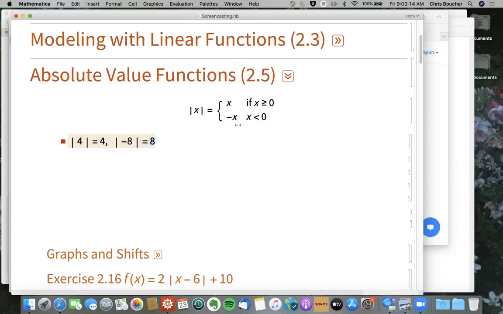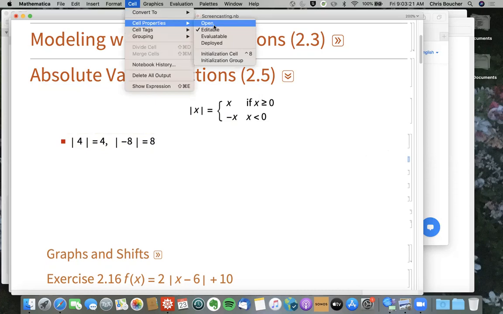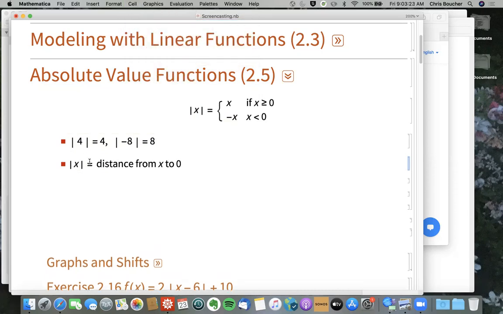And the reason for this function is measuring distance from 0. In fact, that's a good way to think about the absolute value function, and distance can't be negative, right? A negative distance doesn't really make any sense. So for a negative number, the number -8 is 8 units away from 0. It's just to the left instead of to the right, as with a positive number.